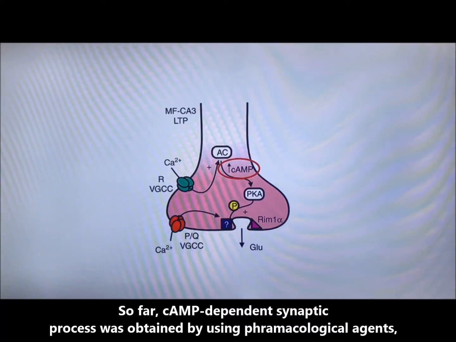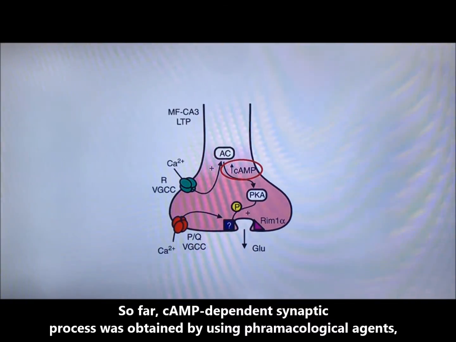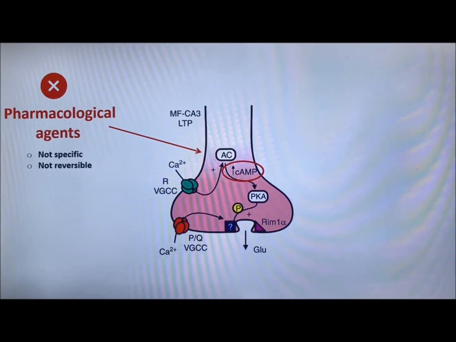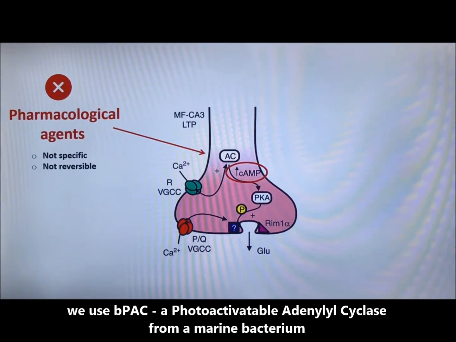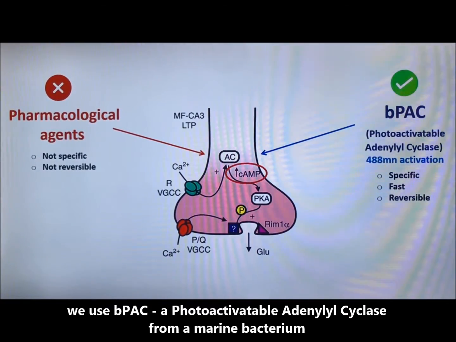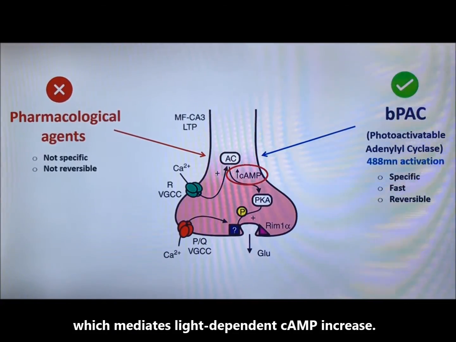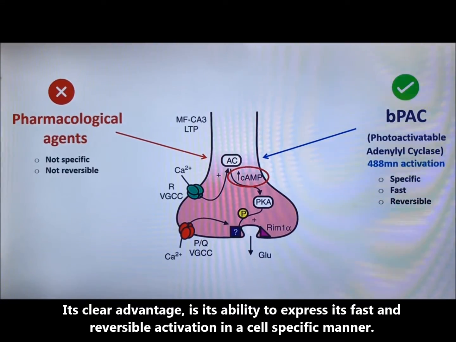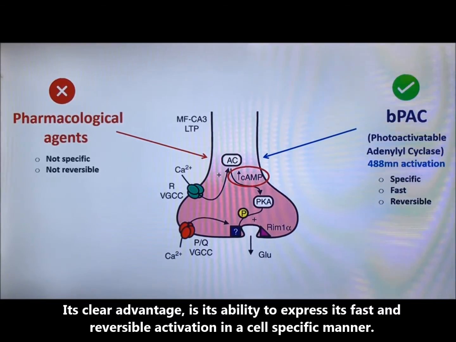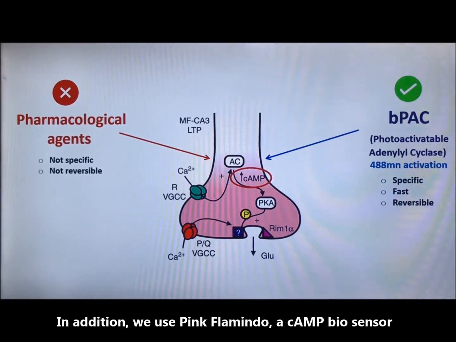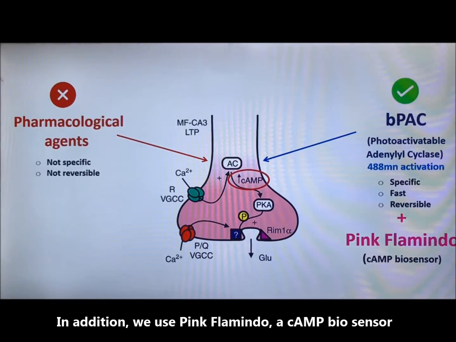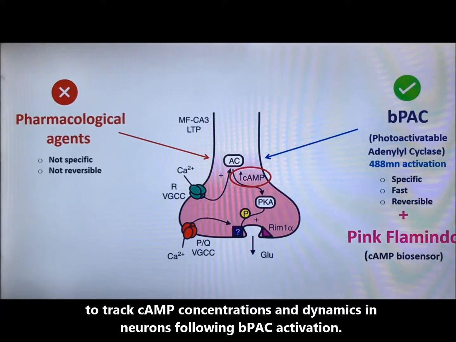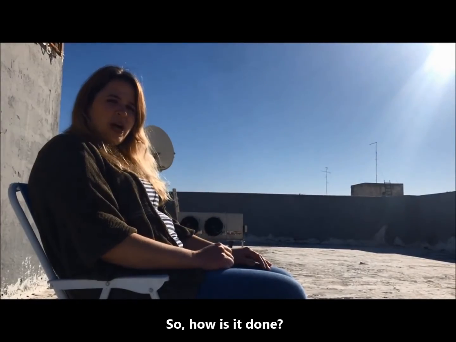So far, cyclic AMP-dependent synaptic processes were studied using pharmacological agents, but their effect is not specific nor reversible. In order to overcome this obstacle, we use bPAC, a photoactivatable adenylyl cyclase from a marine bacterium, which mediates light-dependent cyclic AMP increase. Its clear advantage is its fast and reversible activation in a cell-specific manner. In addition, we use Pink Flamingo, a cyclic AMP biosensor, to track cyclic AMP concentrations and dynamics in neurons following bPAC activation. So, how is it done?